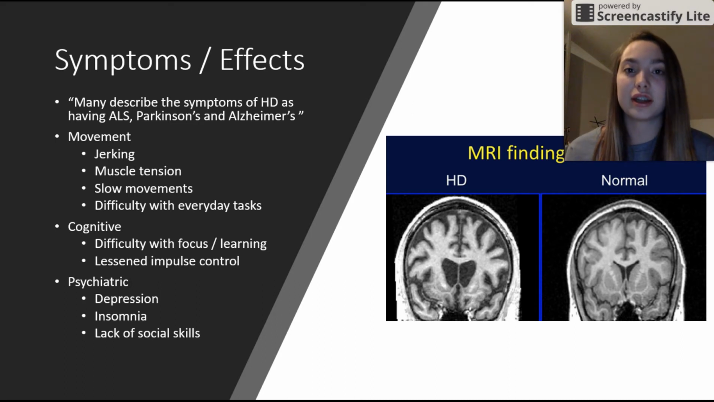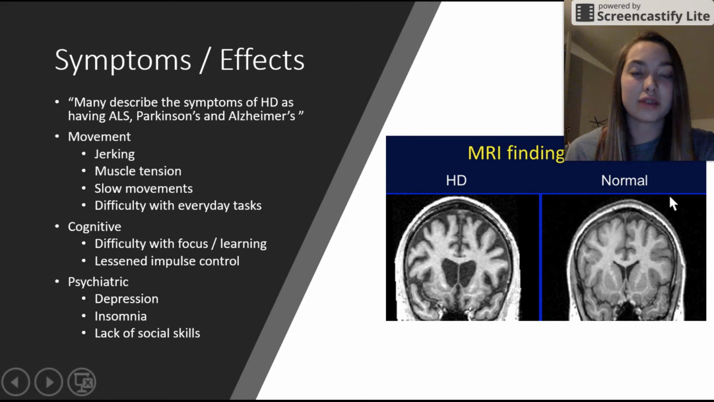Three things are affected in Huntington's disease: movement, cognitive ability, and psychiatric qualities. In movement, it is common to find jerking, muscle tension, slow movements, and everyday tasks become more difficult than they should. Cognitive abilities include difficulty with focus and learning, and their impulse control becomes weakened. For psychiatric, it is common to find depression, insomnia, and they become socially awkward and aren't comfortable in big social situations. In this image, this would be a brain of someone without Huntington's disease, and this is a brain of someone with Huntington's disease. This is the part mainly affected, and you will see another picture explaining that further later.